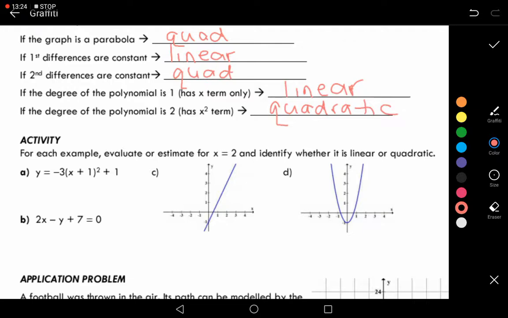If the graph is a parabola, well, I can see D here has that U shape, so that's a parabola, so that one must be quadratic. If the first differences are constant, I can't really see that straight up from the information I'm given here. I can't see the second differences either. If the degree of a polynomial has an x term only, so there's no x squared term, I can see right away that B here must be linear.